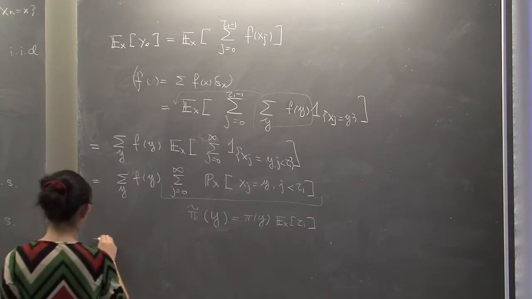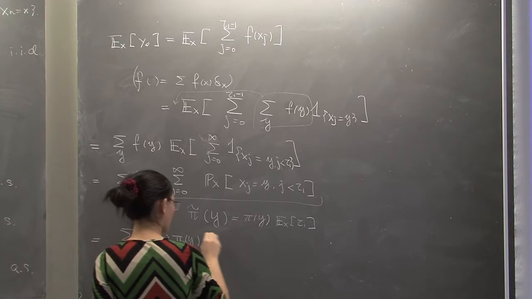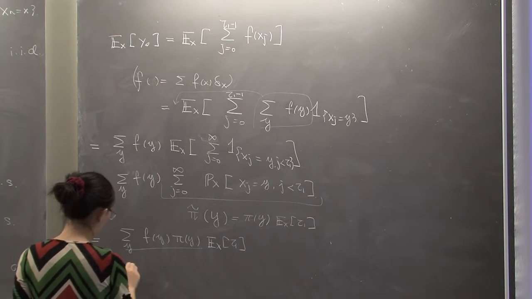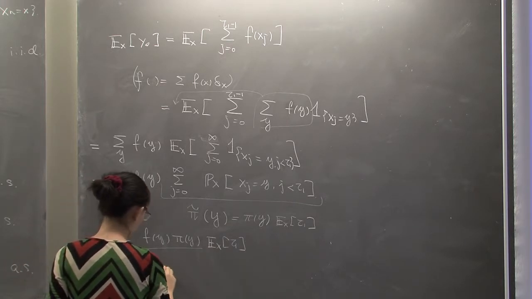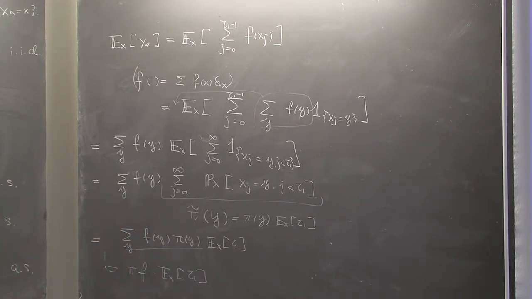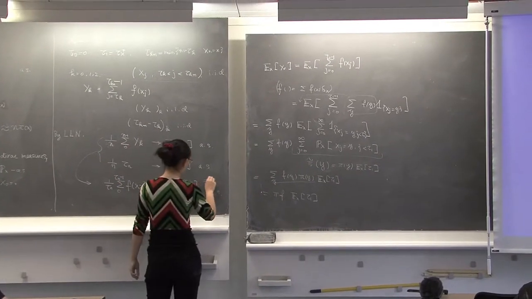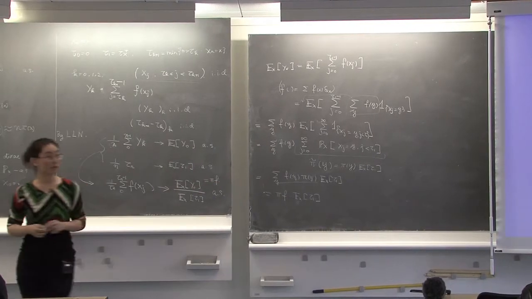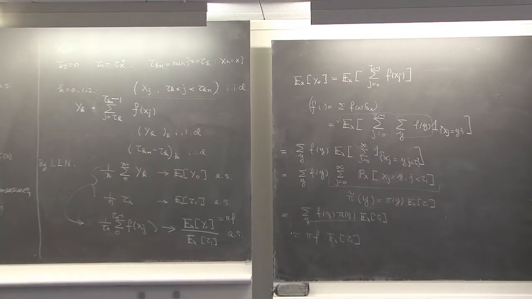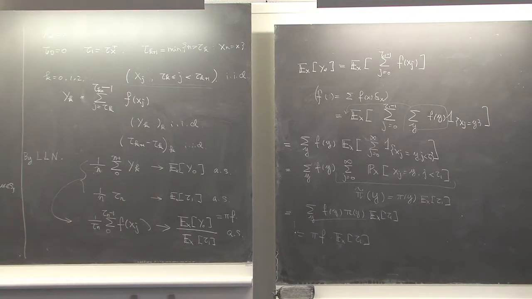So now what we have is it equals the sum of f(y) times pi(y) times the expectation of tau 1. And this is exactly the same as pi times f, and this is the constants. So now the expectation of y0 normalized by the expectation of tau 1 is exactly pi f. Okay, so this is the proof for the ergodic theorem.